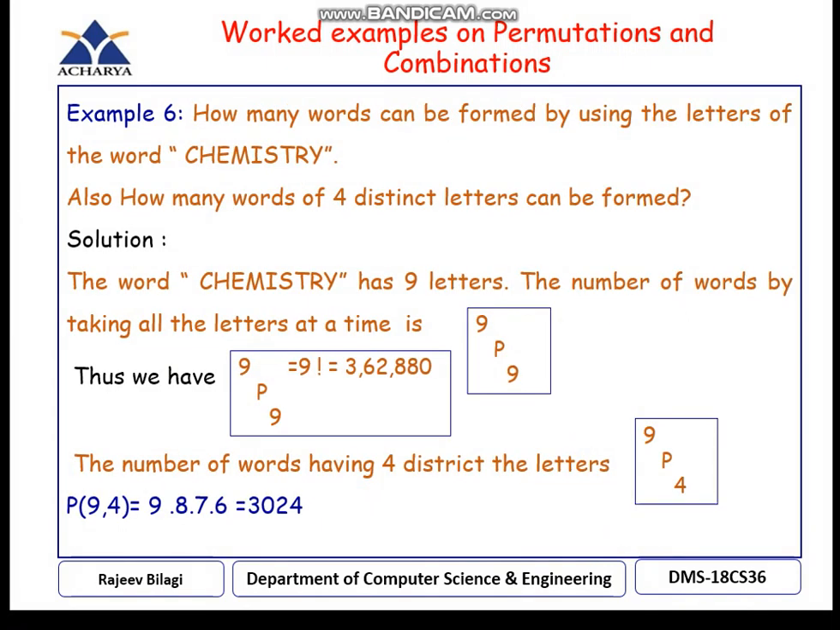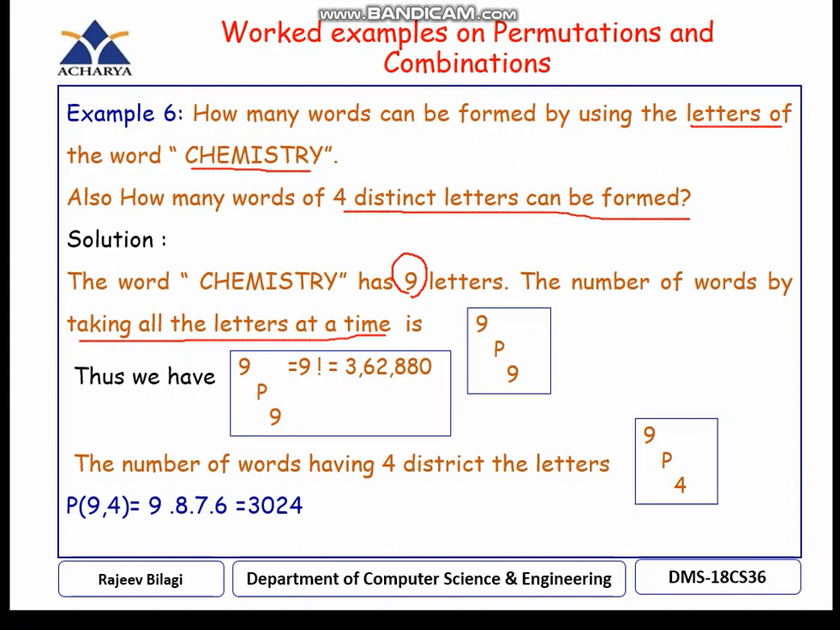Okay, another problem. How many words can be formed by using the letters of the word CHEMISTRY? So how many possible arrangements, and also how many words of four distinct letters can be formed? If you look, there are nine different letters: C, H, E, M, I, S, T, R, Y. So all of these can be formed by taking all the letters at a time.